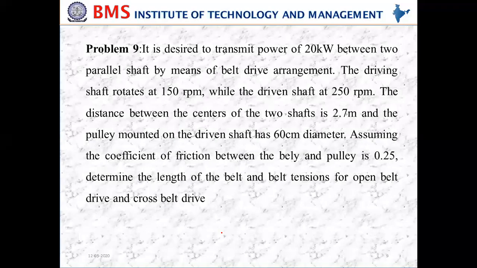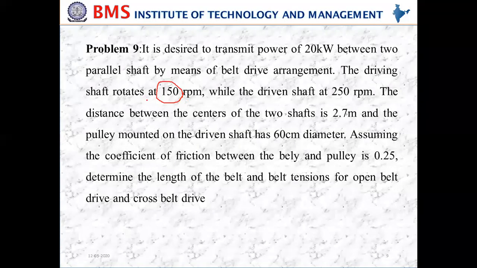Next, ninth problem. It is desired to transmit a power of 20 kilowatts between two parallel shafts by means of a belt drive arrangement. The power is given, 20 kilowatts. The driving shaft rotates at 150 rpm.